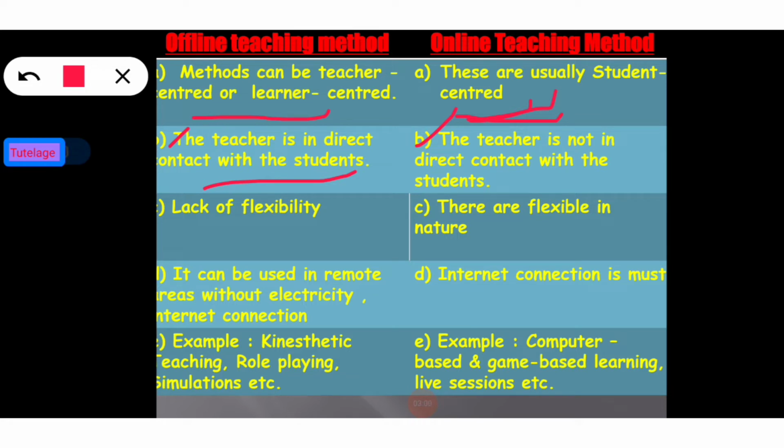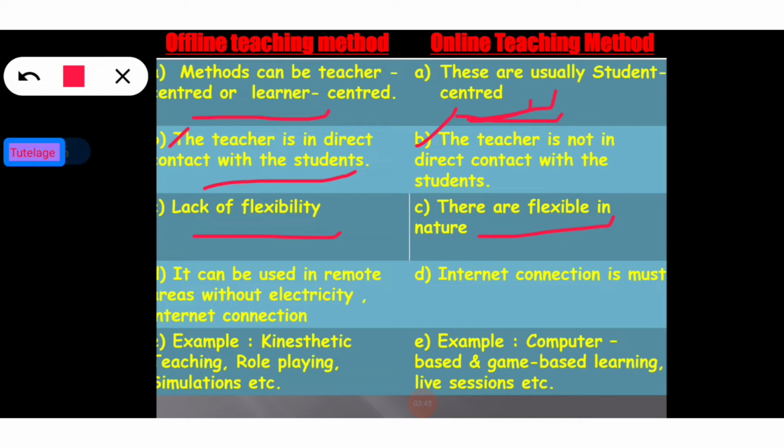Now going to the third point, there is a lack of flexibility in the offline method of teaching. There are fixed timings for students to attend the class. But on the other hand, in the online teaching method, there are no fixed timings. Learners can access the online materials at any time as per their convenience and comfort. That's why it indicates flexibility, but the offline teaching method indicates no flexibility.